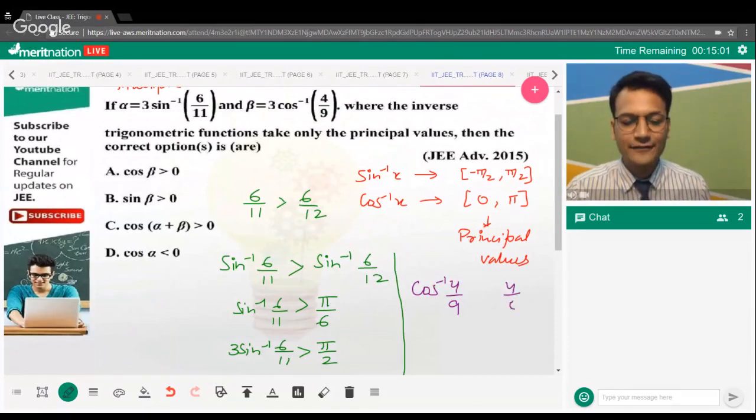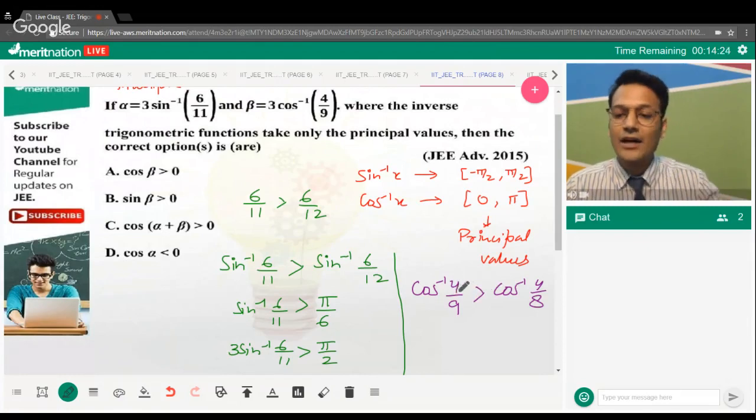4 by 9 and 4 by 8, if I connect these 2, I know lower the denominator, higher the value. So this value will be greater than this value. Now, you know, from 0 to pi, cos reduces, right? Therefore, if the cos inverse reduces, so this value will actually be greater, right? So you can say 4 by 8 is greater than this because it's a decreasing function. So the lower value will give me a higher outcome.